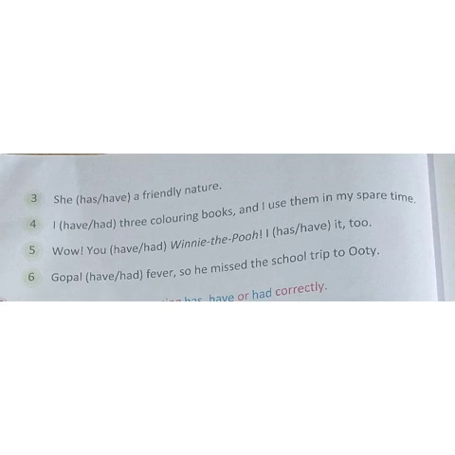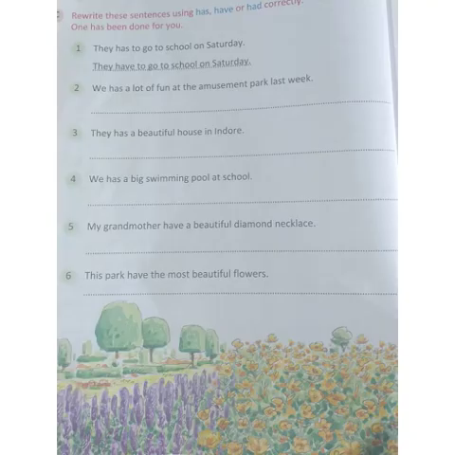Now the third sentence. She dash a friendly nature. She is a singular pronoun and the sentence is in the present tense. So you will circle has. Now the last exercise. Rewrite these sentences using has, have or had correctly.